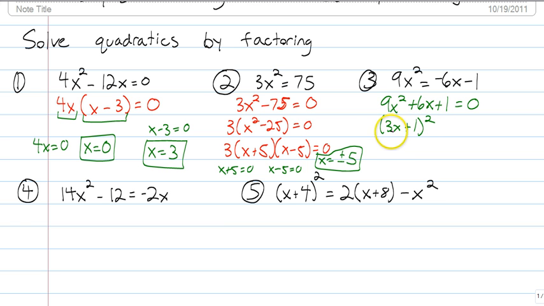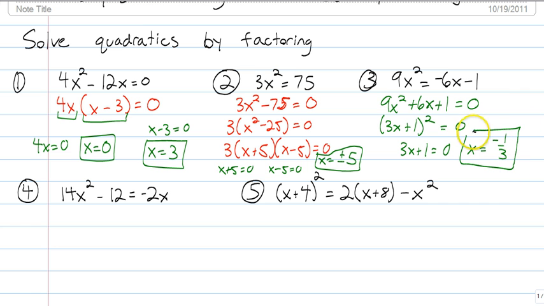So I'm going to just do some quick mental math. 3x times 3x is 9x squared. 3x times 1 plus 3x times 1 is 6x. And then 1 times 1 is 1. So that is correct. So basically, we just have to set this piece equal to 0. 3x plus 1 is equal to 0, so x should be negative 1/3.